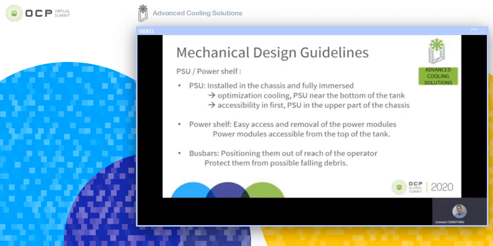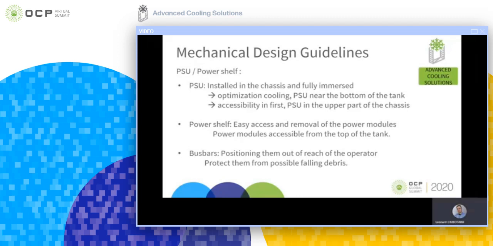From the accessibility point of view, the power shelf presents obvious advantages. The power modules are accessible from the top of the tank, which facilitates servicing or replacement. If a power shelf is used, most probably the tank will have busbar installed. We recommend that this busbar be positioned out of reach of the operator and that it be protected from possible falling debris. Also, the server should be designed in such a way that some sort of hard stop can provide security from damaging the power connector if the server is dropped or badly placed.